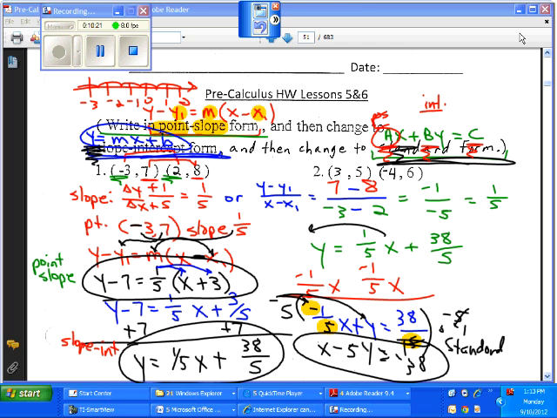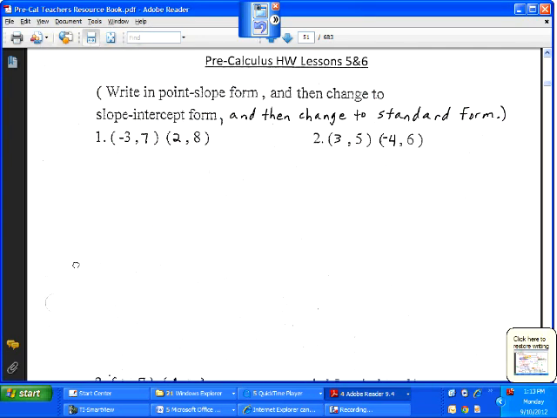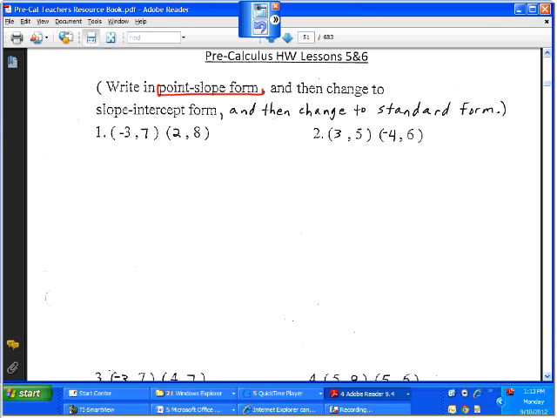All right, we good? All right, let's look at number 2. Maybe I'll slow down just a little bit on number 2. If I get to going too fast, let me know. I get excited about this sometimes. All right, we want to write it in point-slope form first.